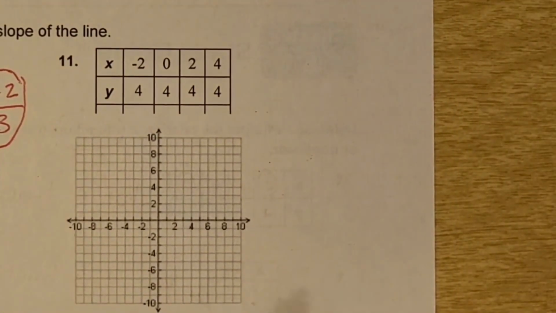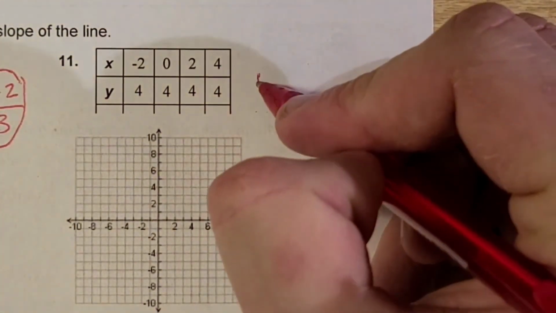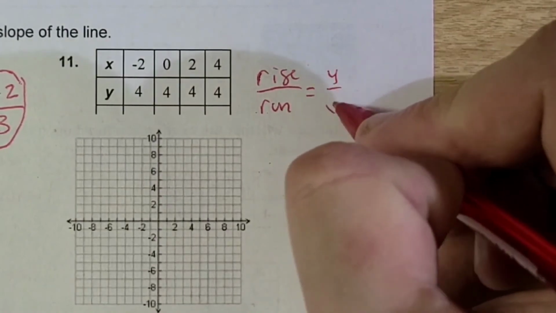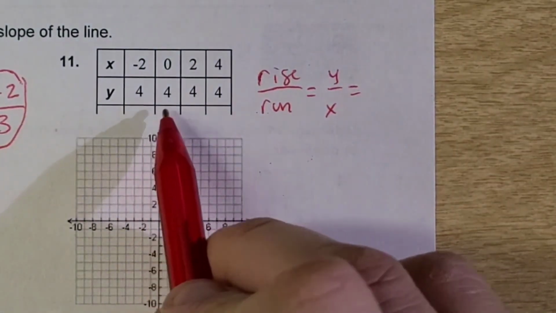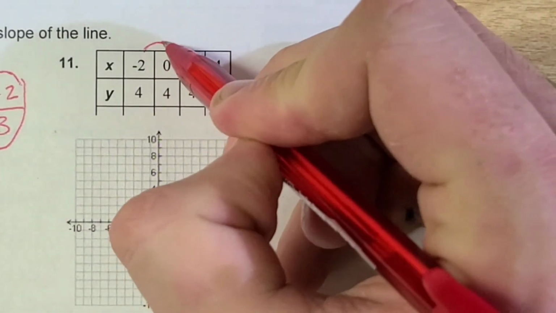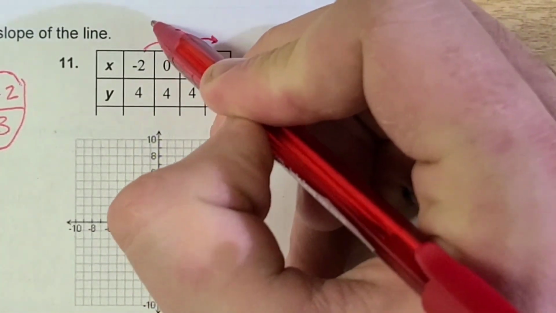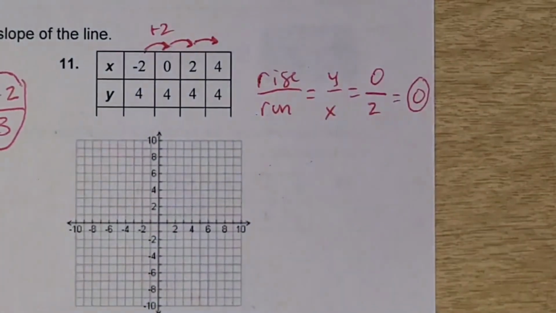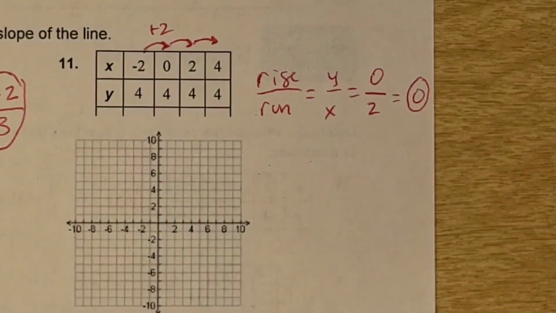Same thing over here. I'm not even going to use the graph. I'm just going to look at my rise over my run, my change in y's and my change in x's. Now, y doesn't change at all, so that actually has a change of 0, whereas for my x values, it looks like it's going up 2. Doesn't matter a ton, but my slope here would be 0.